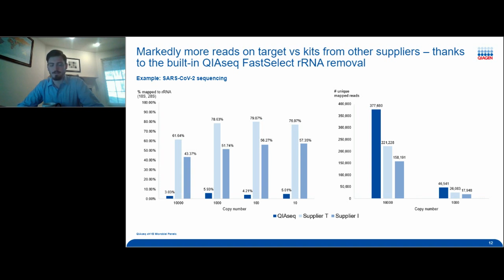And against supplier I, we almost have 2.5 times as many unique mapped reads to target. And what that means for you is that you get significantly better coverage compared to those panels. And that allows you to do a lot better variant tracking as compared to those panels.